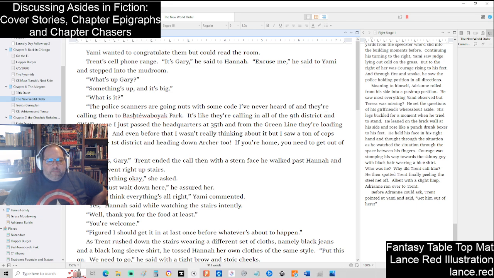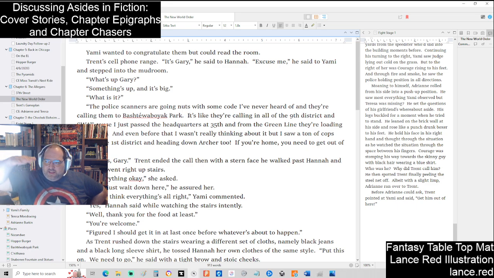to Bashta Waboika Park. I don't know how to pronounce Potawatomi, sorry. I made that up. I renamed McKinley Park to this for story reasons. They're calling all the 9th District and SWAT, because I just passed the headquarters at 35th, and from the Green Line, they're loading up for war.